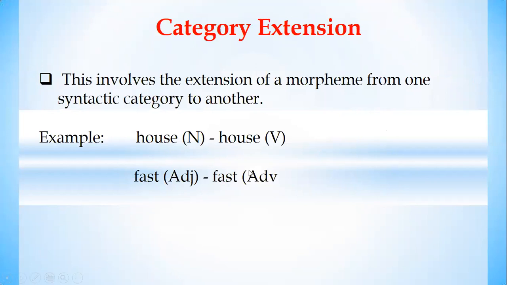Next, we have category extension. What is category extension? This involves a morpheme moving from one syntactic category to another. House, noun, house, verb. Fast, adjective, and fast, adverb.